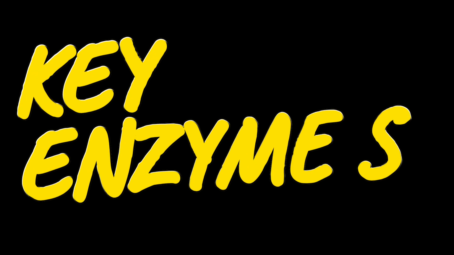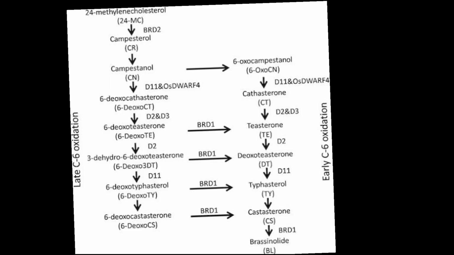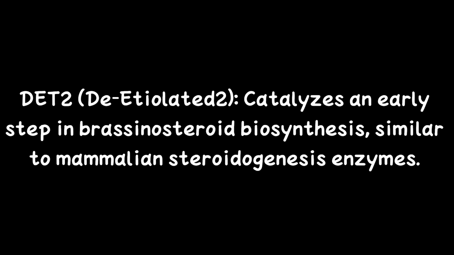So the key enzymes involved in this are catalyzed by DWARF4. This catalyzes a hydroxylation step critical for brassinosteroid activity. Then constitutive photomorphogenesis and dwarfism, that is CPD, is involved in hydroxylation of intermediates, and then DET2, that is de-etiolated 2. It catalyzes an early step in brassinosteroid biosynthesis similar to a mammalian steroidogenesis enzyme.